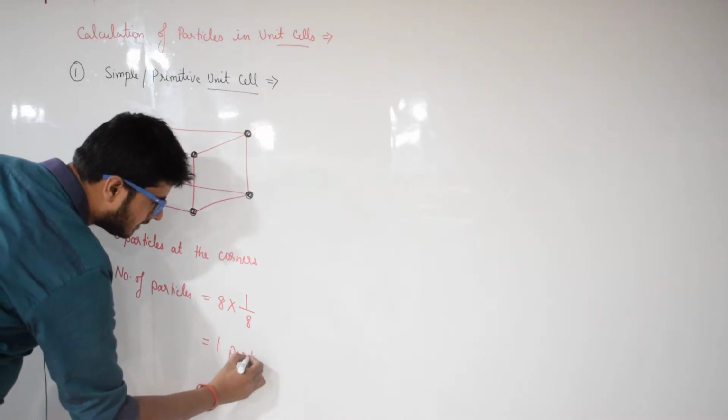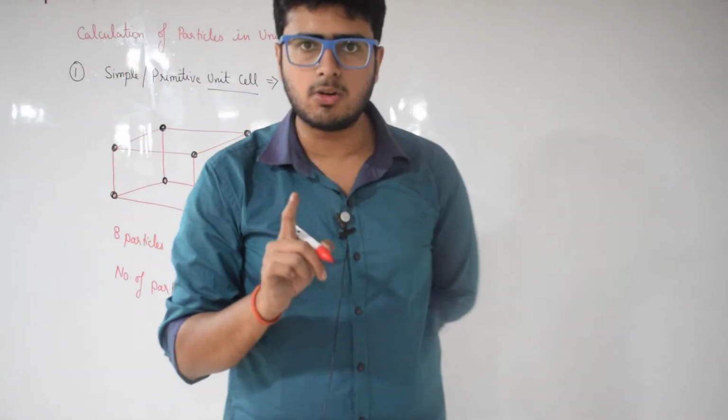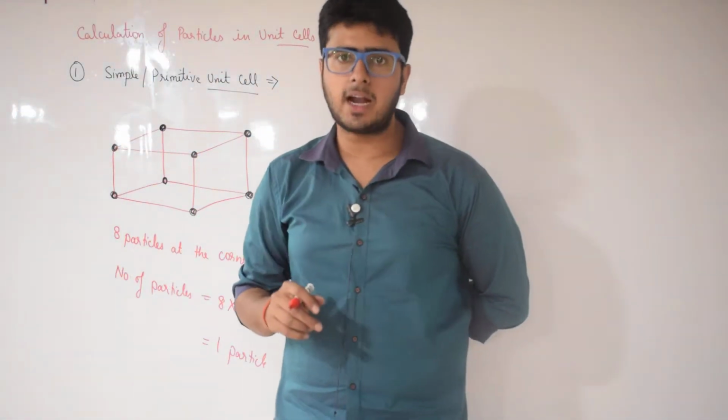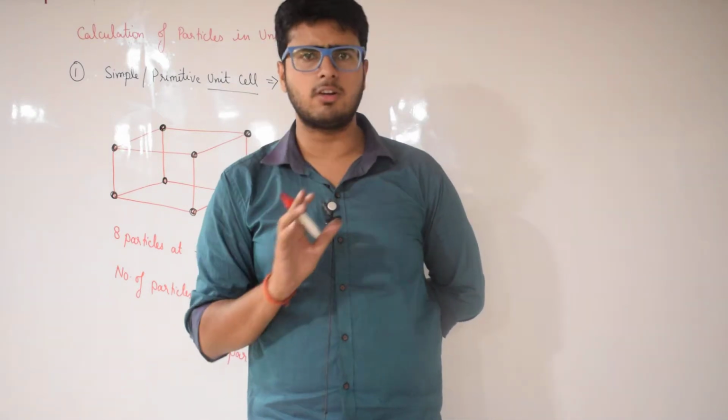particle. That means a simple or primitive unit cell has only one constituent particle, which may be an atom, an ion, or a molecule. It can be any one of the three.